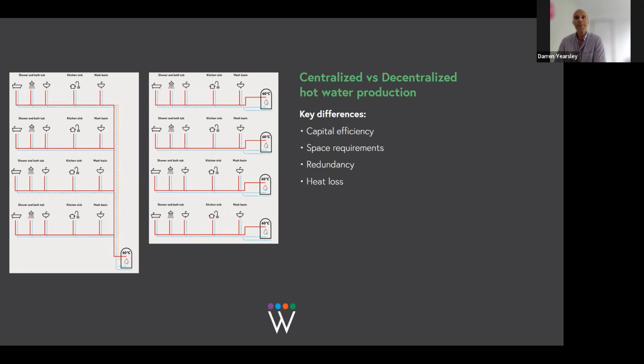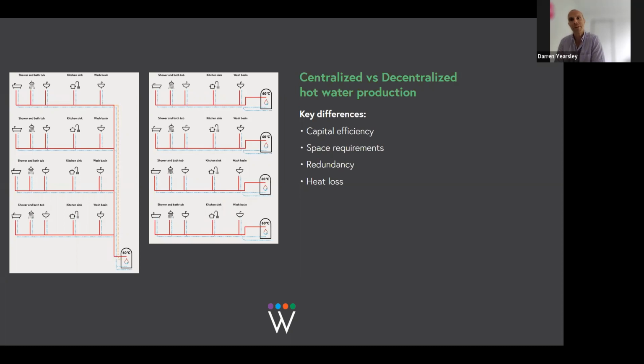One of the things that commonly gets asked is heat loss. So with a centralized system, you have a return pipe which runs through the building. So you have a hot pipe which links all of the apartments together, and then you have a return pipe which brings the water back.